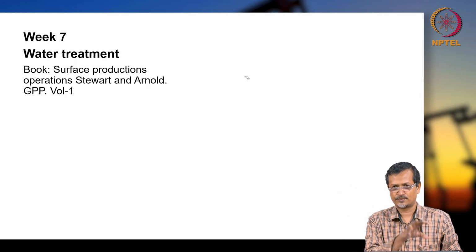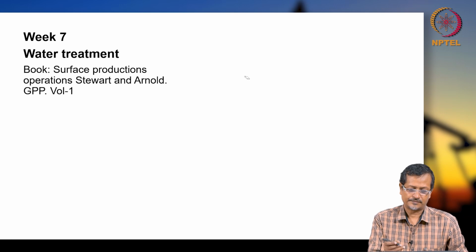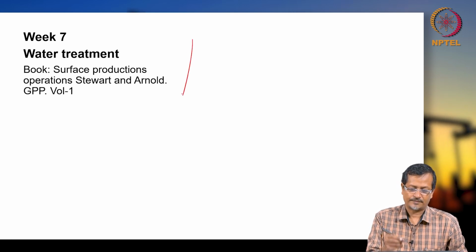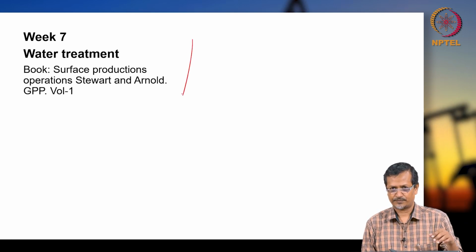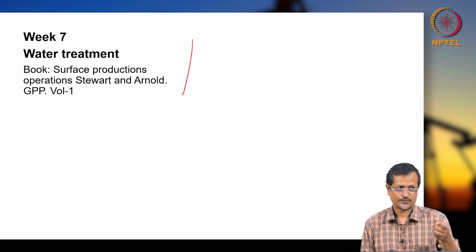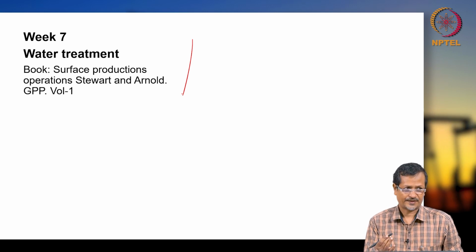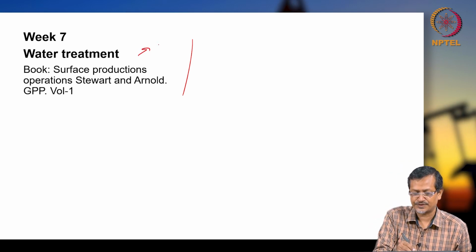For example, ONGC will produce and it will be sold to a Reliance refinery maybe. Then you get water, because in any wellbore, whenever you are producing oil or gas, the maximum amount of fluid produced is actually water, because water is available. So that water you cannot dispose anywhere randomly. So water disposal is one issue.